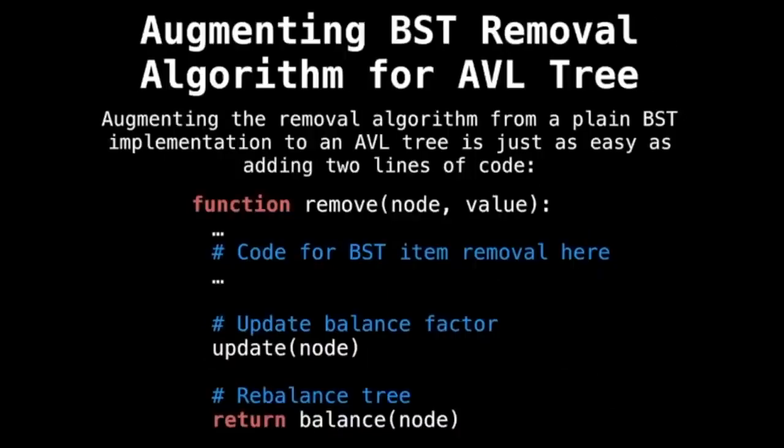Alright, the moment we've been waiting for. How do we augment the binary search tree removal algorithm for AVL trees? The solution is simple. You only need to add 2 lines of code to ensure that the tree remains balanced and that the balance factor and height values remain up to date. On the recursive callback, you invoke the update and balance methods you saw in the insert video, which ensure that when the node is removed from the AVL tree, the tree remains balanced. It's as easy as that.